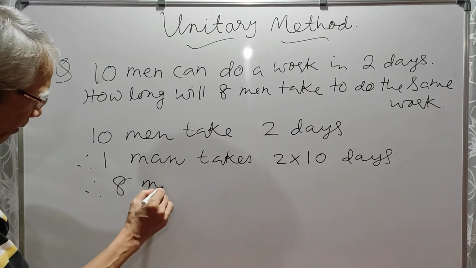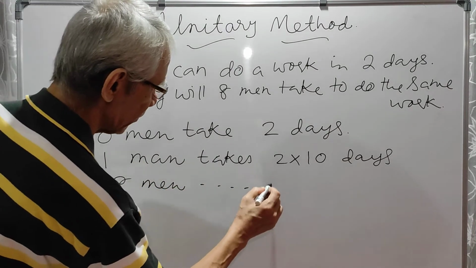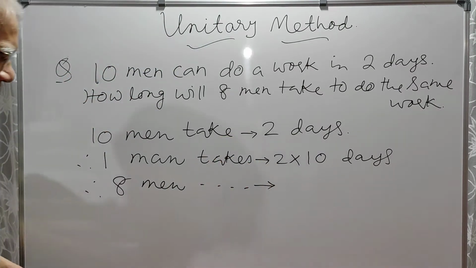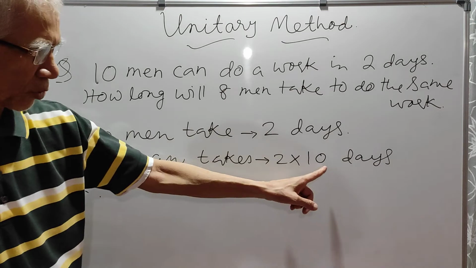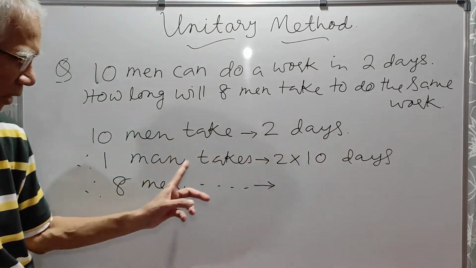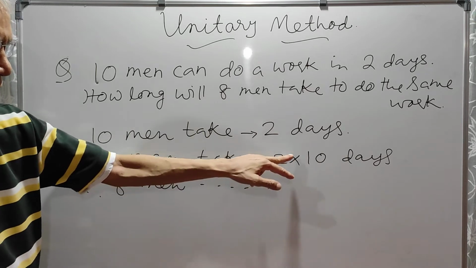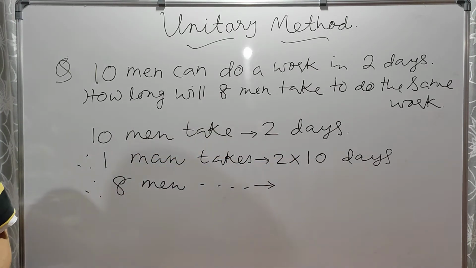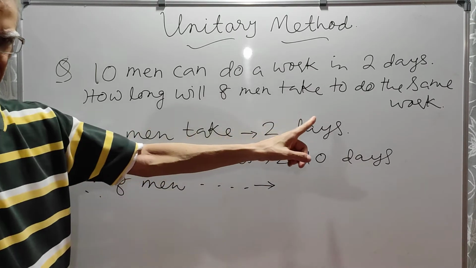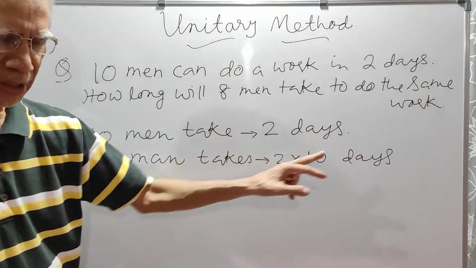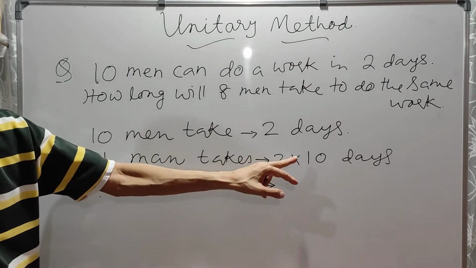Now, 8 men. You see, one man takes 20 days, 2 into 10, 20 days. Now, if 8 men do the work, definitely 8 men will take less than these days. So 10 men take 2 days, one man alone will take 2 into 10, 20 days. Now 8 men will take definitely less than 20 days.